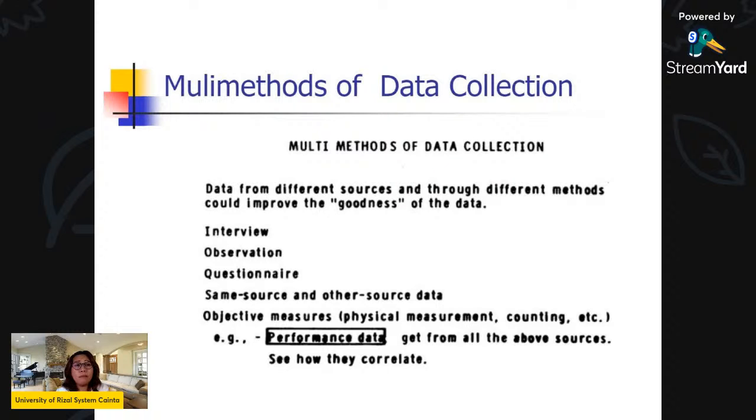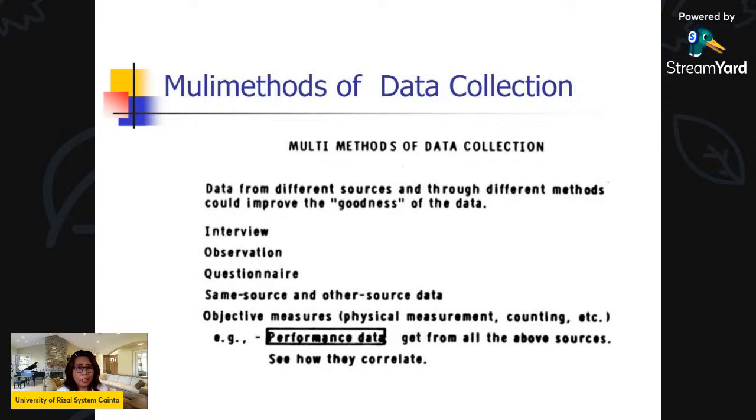Next, multi-methods of data collection. So pag sinabi natin multi-methods of data collection, is that data from different sources and through different methods could improve the goodness of the data. For example, anong gagamitin natin? Mag-i-interview ba tayo? Mag-observation? Mag-questionnaire ba tayo? Same source and other sources of data, or particularly objective measure or physical measurement or counting, etc.